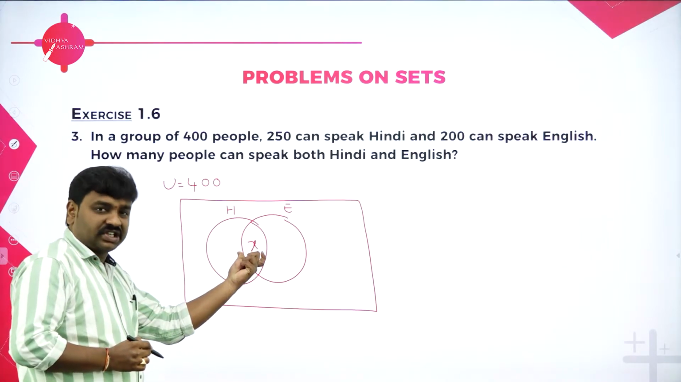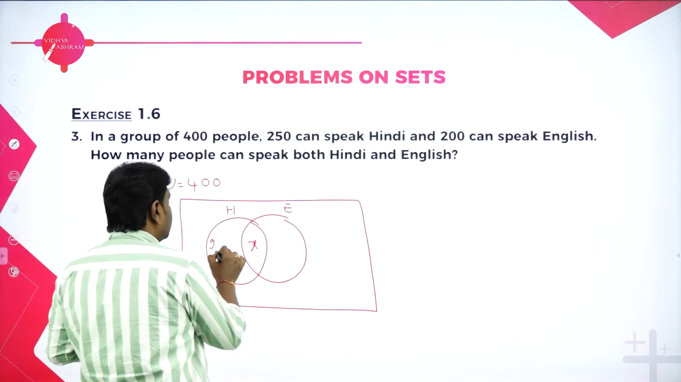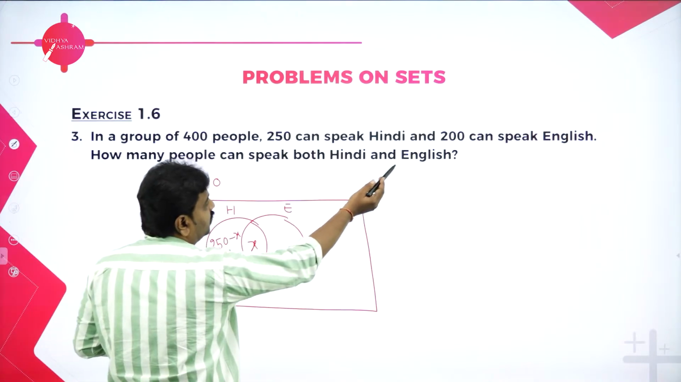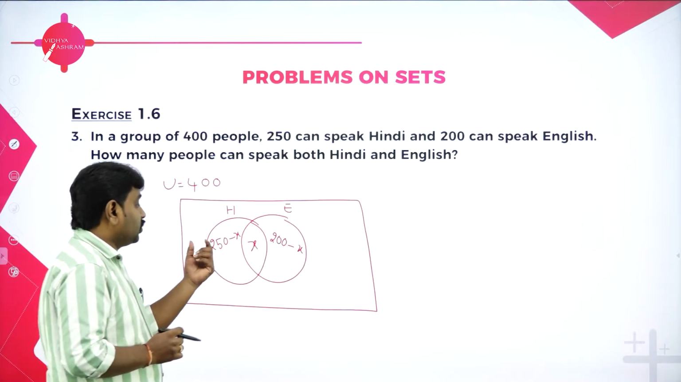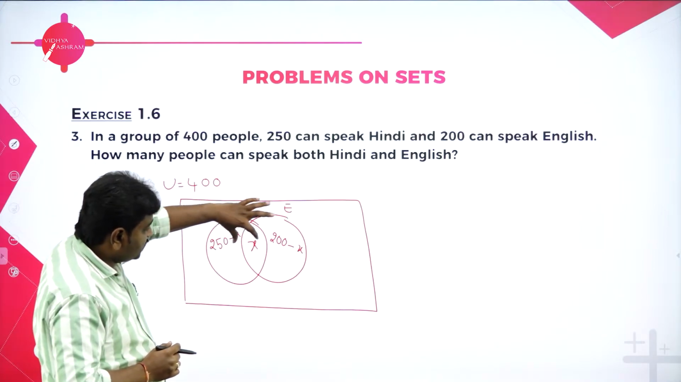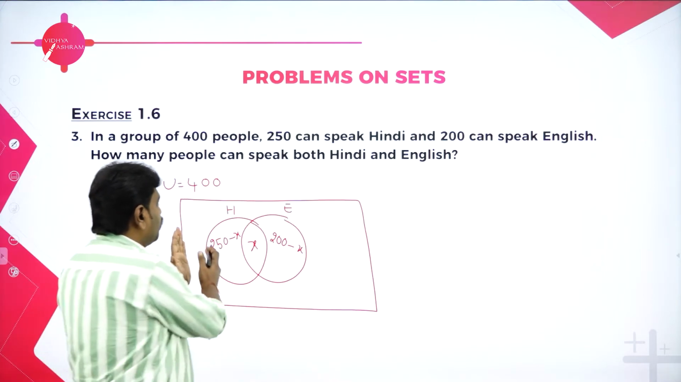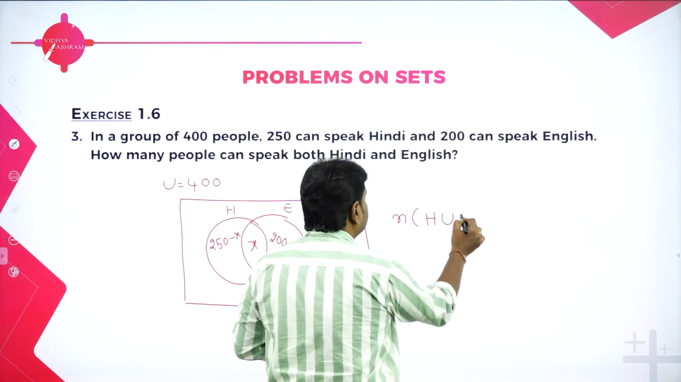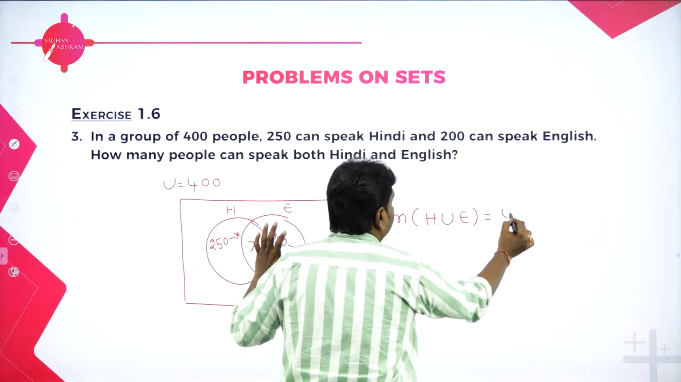See, this is the intersection region. X is common. And we have 250 in Hindi, but I'll write 250 minus x, because some people I already added here. And 200 in English, so take 200 minus x. See, 250 is total Hindi, but when I take this side, it is 250 minus x. This is x. This is outside. This is 200 minus x. So this put together is union. So n of h union e is total. Outside we don't have anyone, so therefore 400.